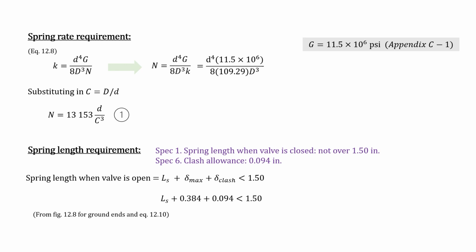Oh yeah, so from figure 12.8 for ground ends, that's what the problem specified, that they were closed and ground. And from equation 12.10, you have that your LS value is this. So essentially, I'm going to sub in n plus 2 times your small diameter as your LS value, and you can rearrange. So we've solved for LS here. And this equation, once again, I'm just going to give it a number and we'll come back to it later. So that's where equation 2 comes from. It just comes from your spring length requirement.